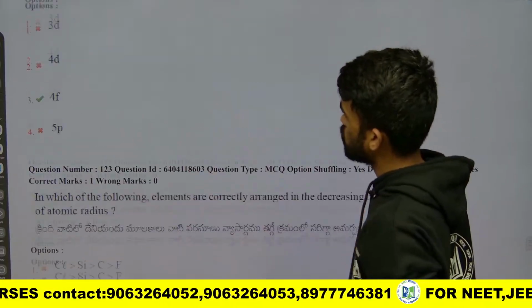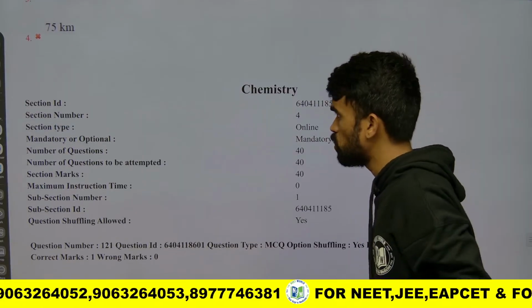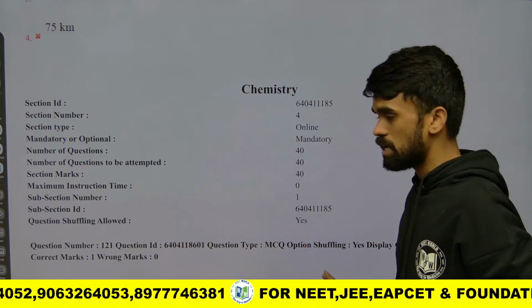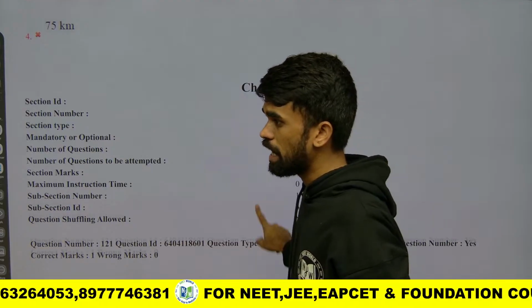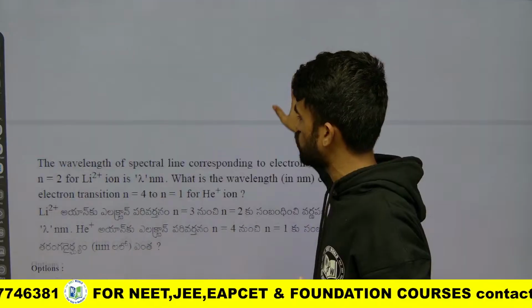So these are the chemistry questions only, right? Now we have the chemistry part. I hope you know there are 40 questions. We need to answer all 40 questions and there is no negative marking, right? So let us look into question number 1, that is the 121st question.